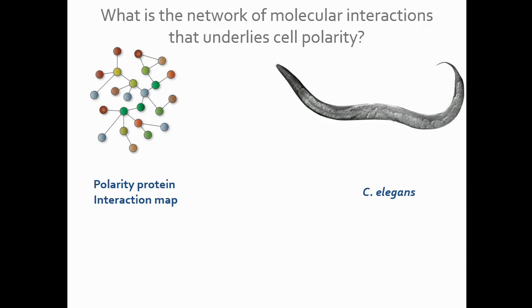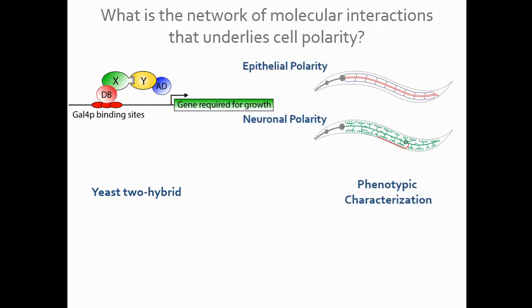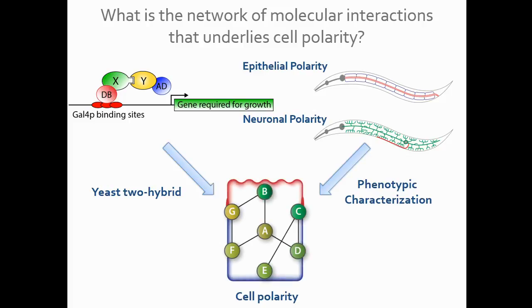So with that in mind, we set out to identify the protein-protein interactions underlying cell polarity, and we do that in our group using the yeast two-hybrid system. And then to begin to identify which of the interactions that we identify are physiologically relevant, we combine this with phenotypic mapping of the proteins in the interaction network using different models of cell polarity in C. elegans. And the idea is, of course, that by combining these two methods, we get a better sense of which protein interactions are actually involved in polarity establishment.